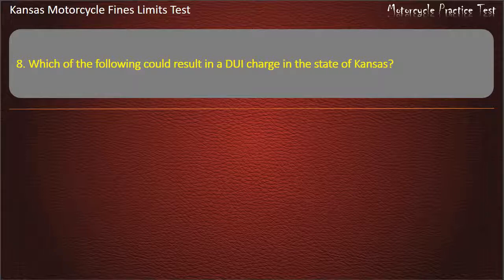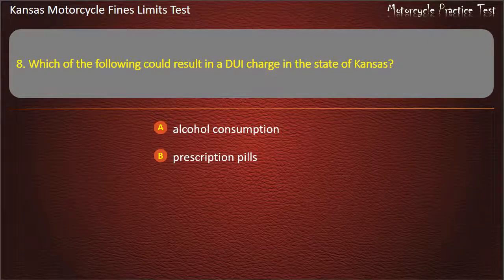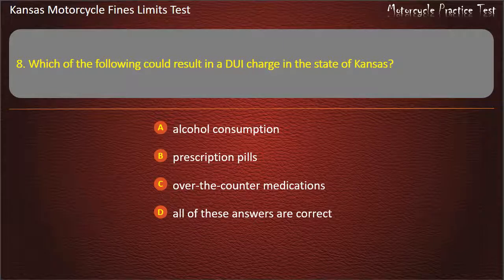Question 8. Which of the following could result in a DUI charge in the state of Kansas? Alcohol consumption. Prescription pills. Over-the-counter medications. All of these answers are correct. Answer: All of these answers are correct.